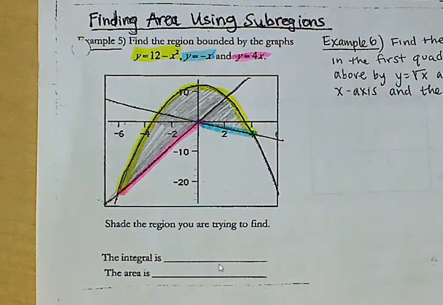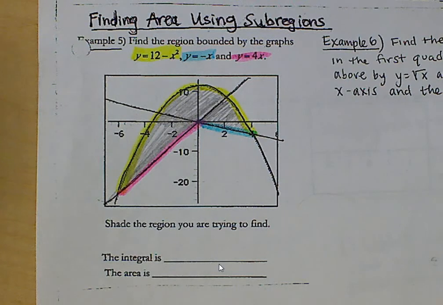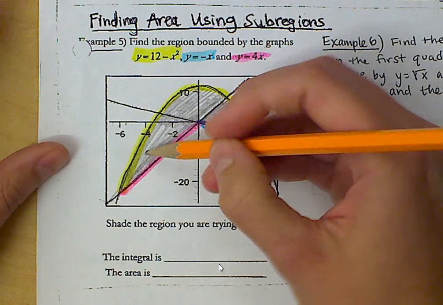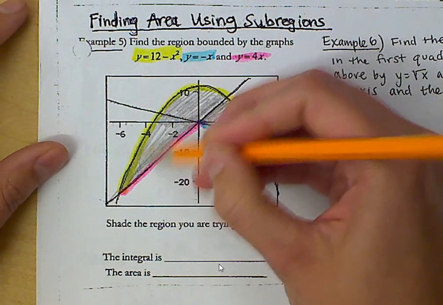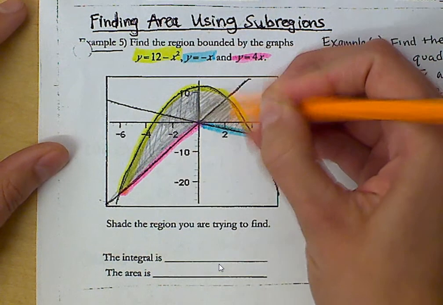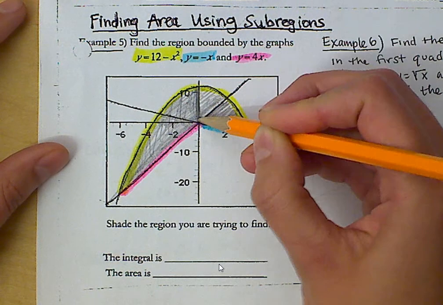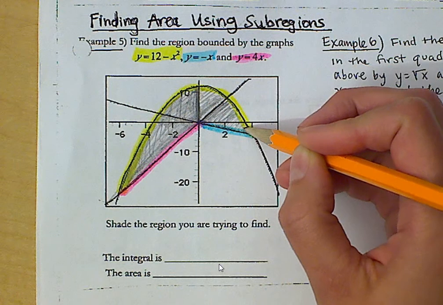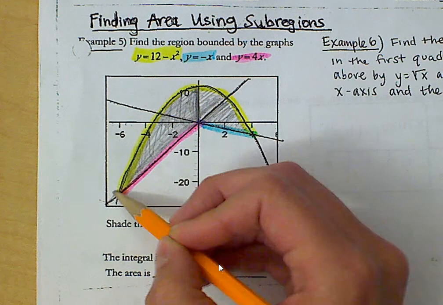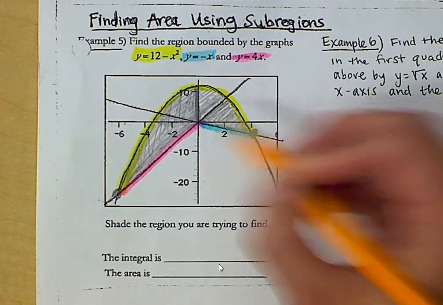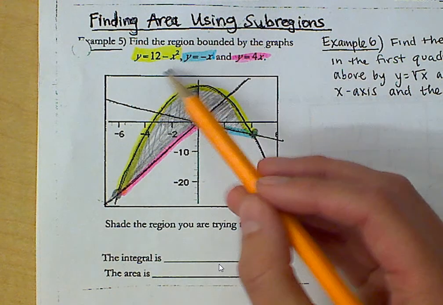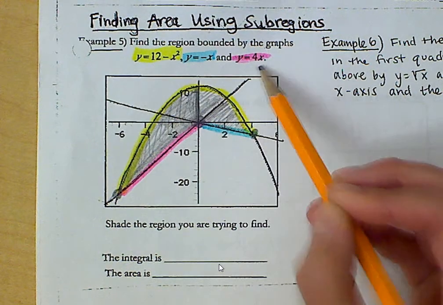Okay. So now I think it's easier to see where my two subregions are. My upper function is always the yellow one, and from right here on the left, the lower function is the pink, and then to the right, the lower function is the blue. So I'm going to have two subregions. So I would determine these points of intersection basically the same way that we did before. I can set the yellow function equal to the pink one to find these intersection points.